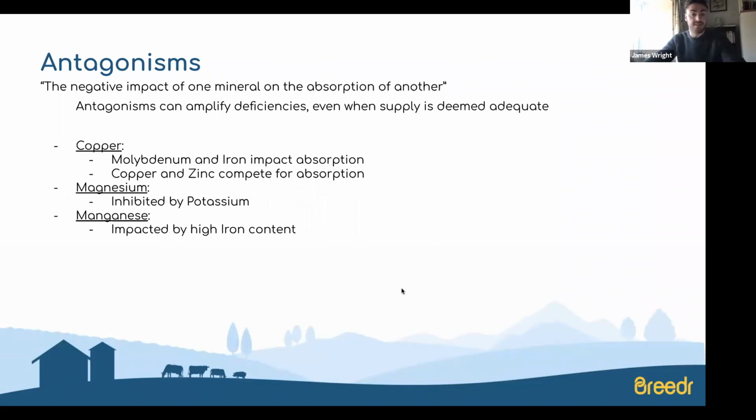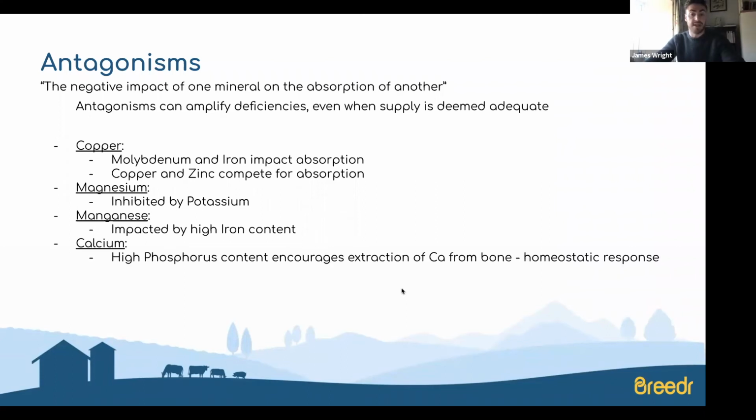Manganese, again, is impacted by iron. Calcium is impacted by phosphorus. And iodine is impacted by compounds called goitrogens, which are found in brassicas. So if we're out-wintering young stock or cows or anything on brassica crops, then again, we have to be careful and make sure that they're getting enough iodine, because the goitrogens within those brassicas prevent the uptake of that iodine by the thyroid gland.